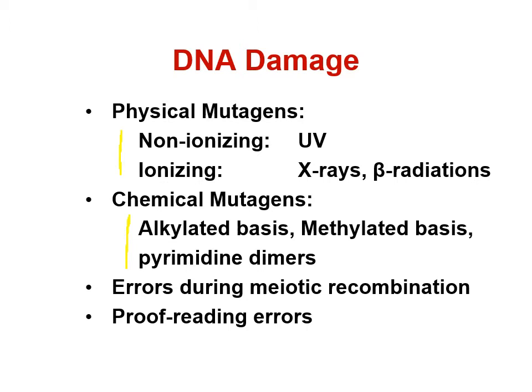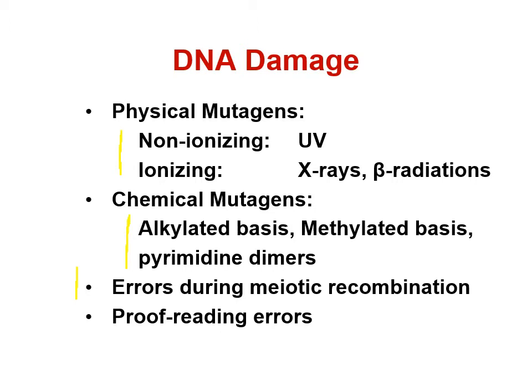Another type of DNA damage can take place during meiotic recombination. In case of meiosis, when chiasma formation takes place, during this recombination process, there may be some errors that may arise out of that. Maybe single nucleotide or maybe more than one nucleotide change.